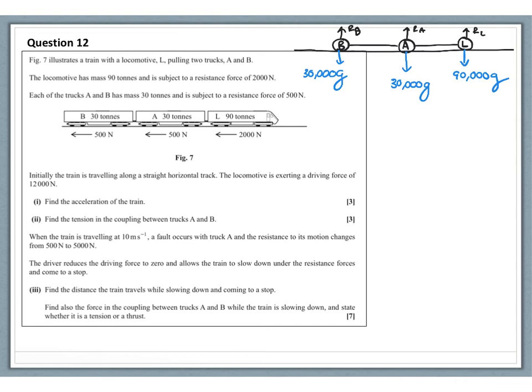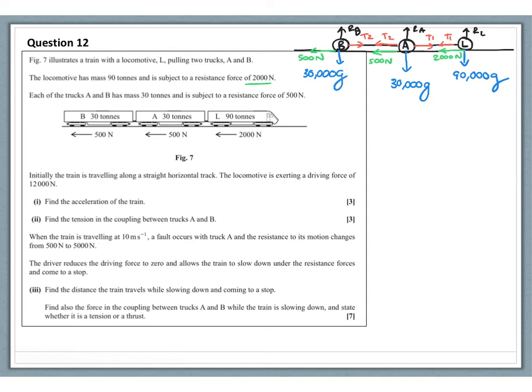Now there are resistance forces, you can see. The locomotive is subject to a resistance force of 2,000 newtons, and A and B are subject to resistances of 500 newtons each. And we have some tensions in the coupling, or some forces, let's say, in the couplings. Let's call this T1 and T1 there, between A and L. And because it's a different coupling, let's call this T2 and T2 here, between A and B. So we have all the forces drawn on acting on L, A and B in our model.